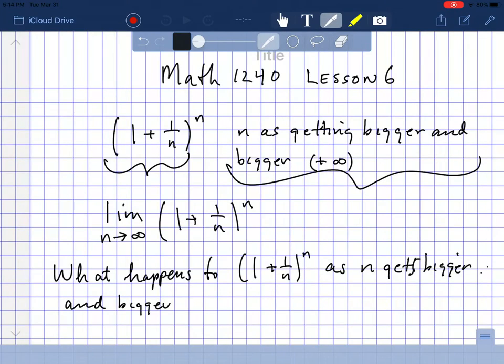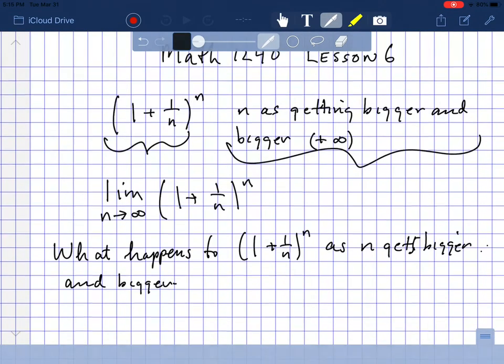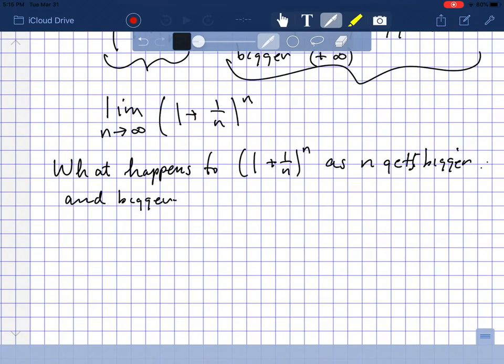and bigger. And the answer is kind of surprising, at least I think so. What happens is this limit, as n goes to infinity, of 1 plus 1 over n. This quantity here, as n's getting bigger and bigger, gets closer and closer to a number that we call e. Okay, so this is a number e.